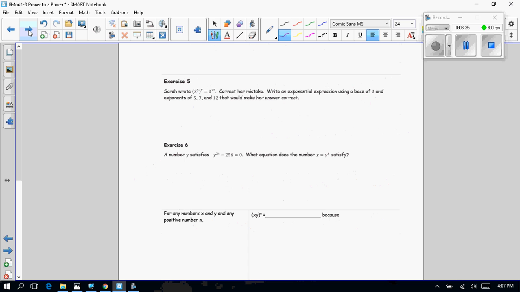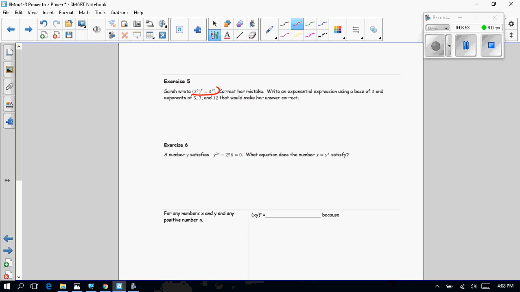Page 16. All right, Sarah wrote 3 to the 5th power to the 7th power is equal to 3 to the 12th power. Correct her mistake. What did Sarah do? All right, sorry, Sarah. Yes, you made a mistake, and we have to fix it. We don't want you to keep making the mistake.